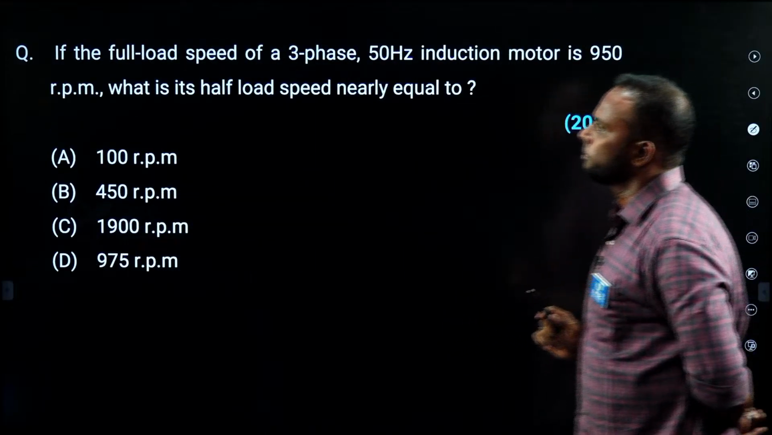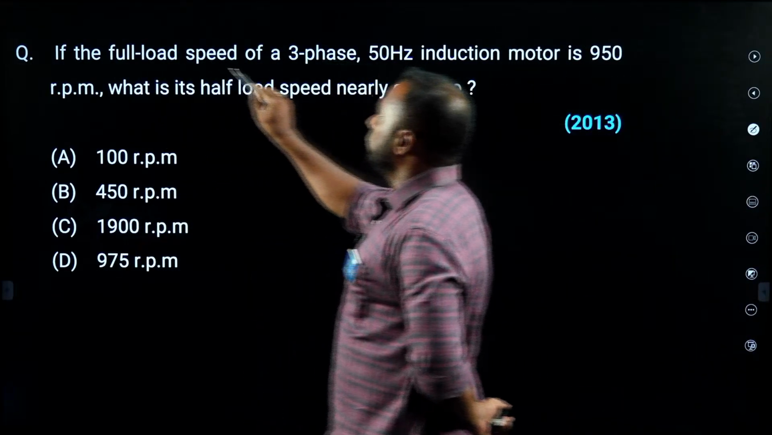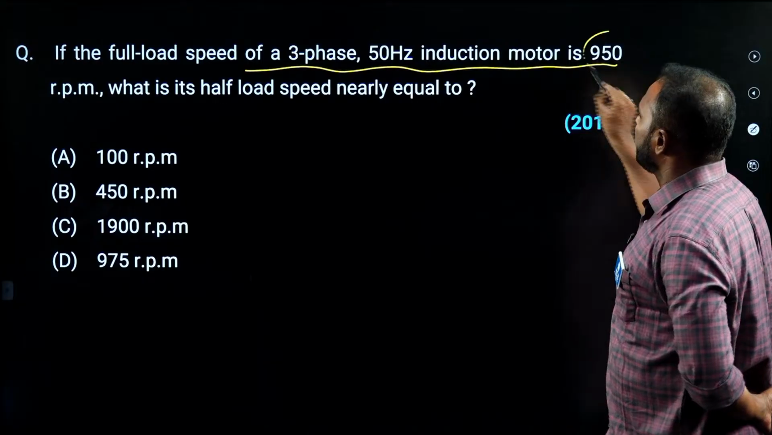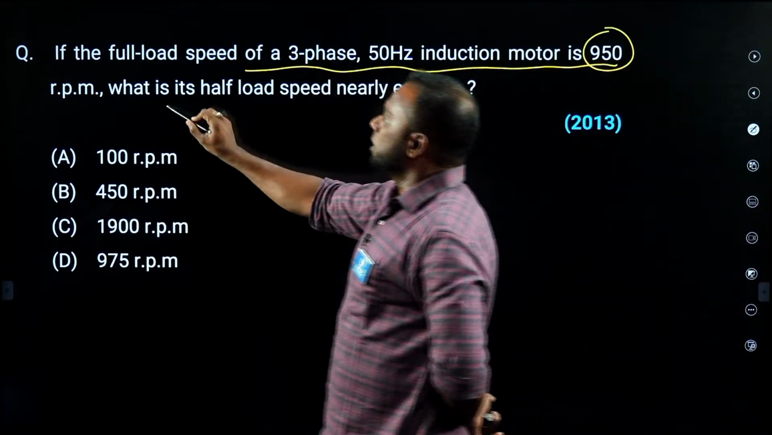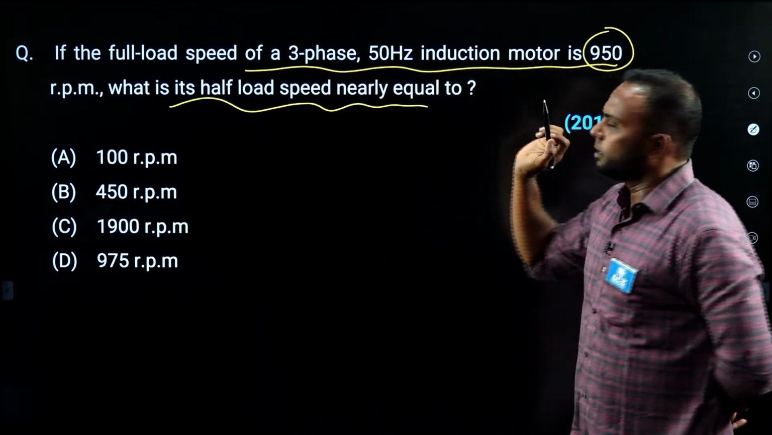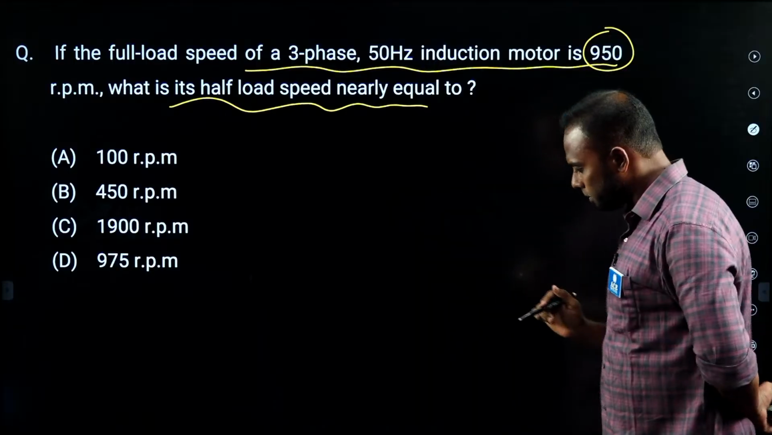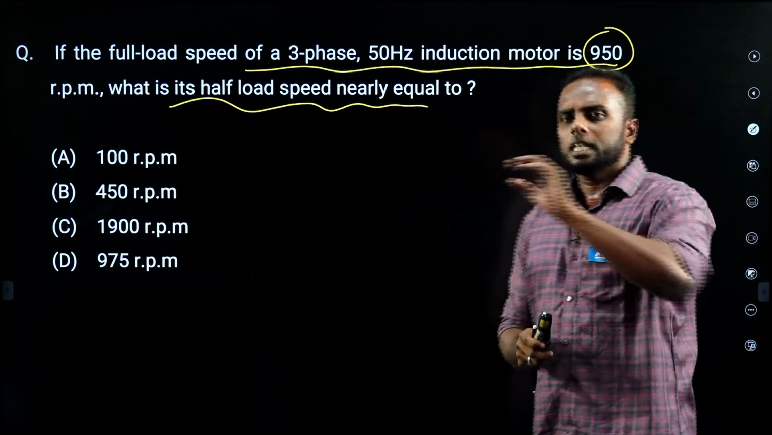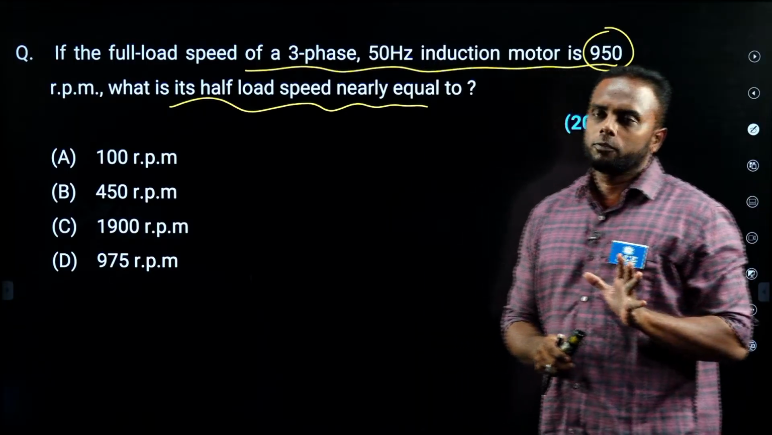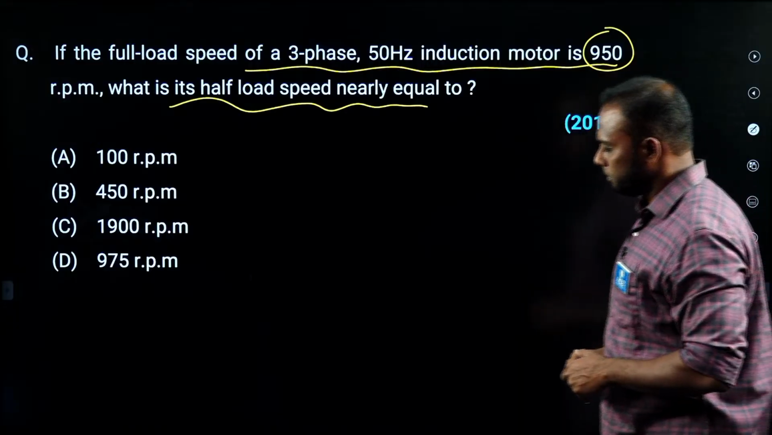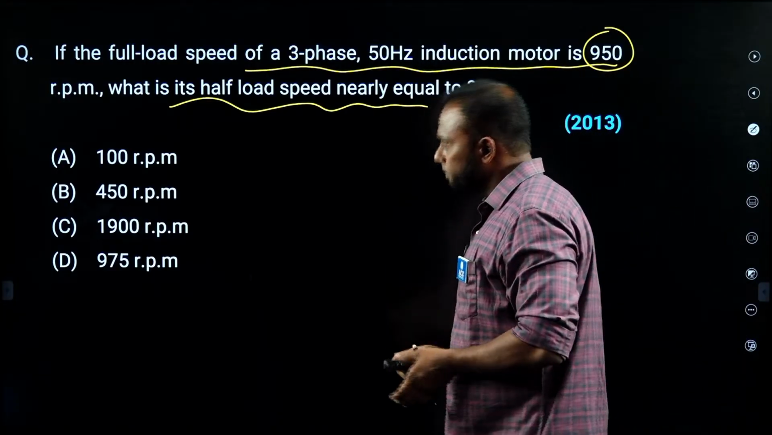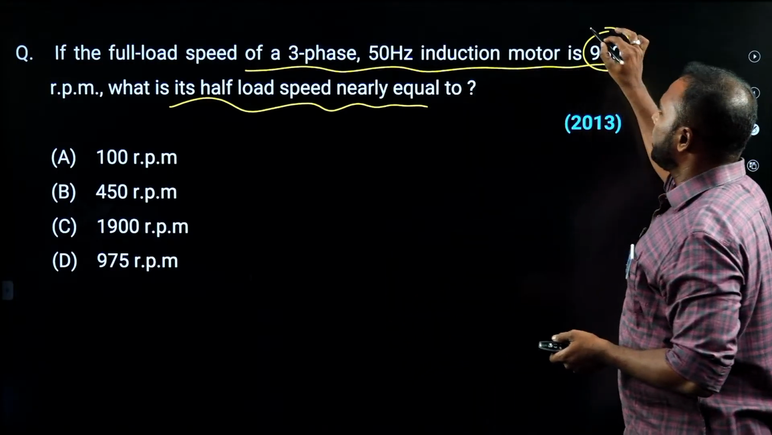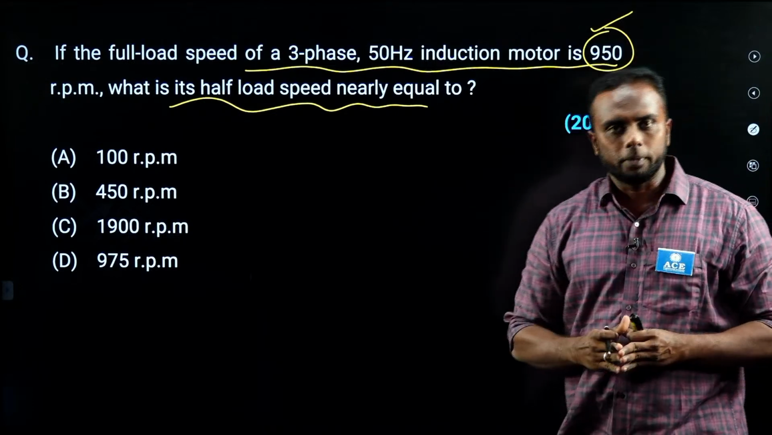Right, next question. If the full load speed of a 3-phase induction motor is 950 RPM, then what is the half load speed nearly? This is a logical question, there are no calculations required. Tell me the answer. Full load speed is given as 950, then half load speed will be dash.